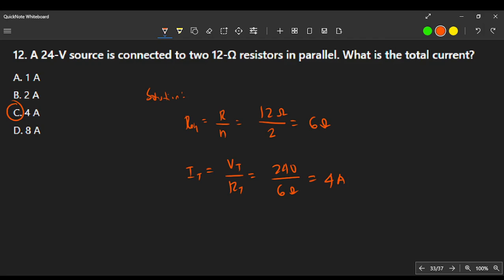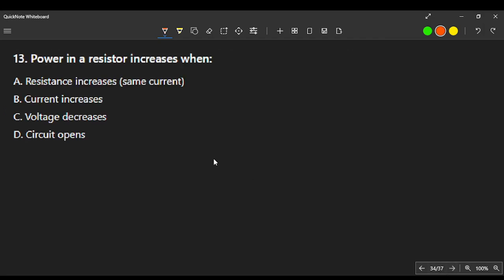Okay, next. Power in a resistor increases when, so the power in the resistor increases when our current is directly proportional to our resistance. So the correct answer for this one is letter B. So the power in the resistor will increase because our current will go up.